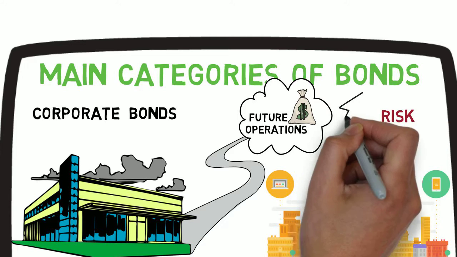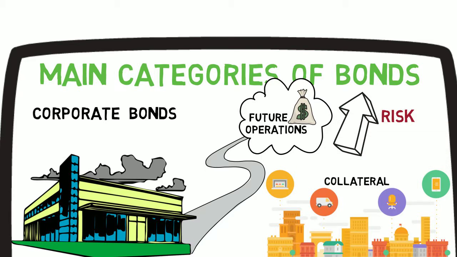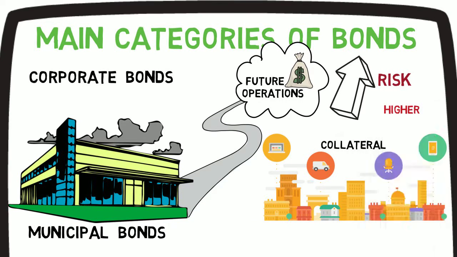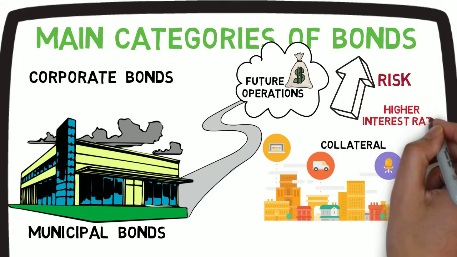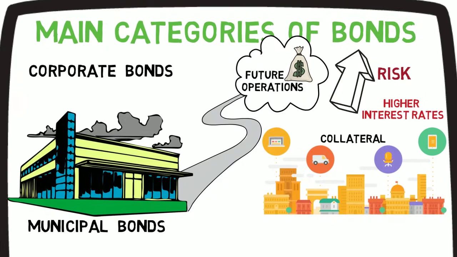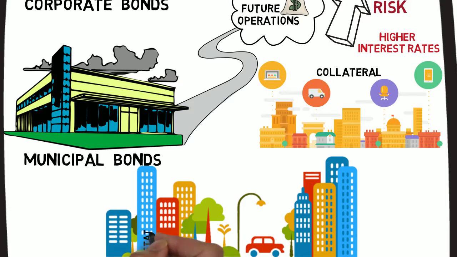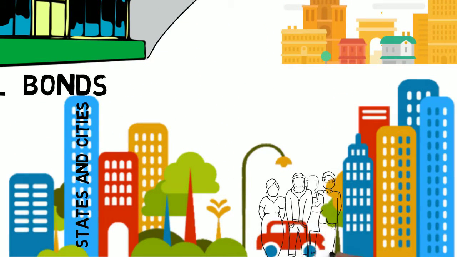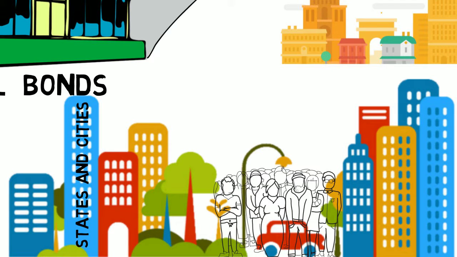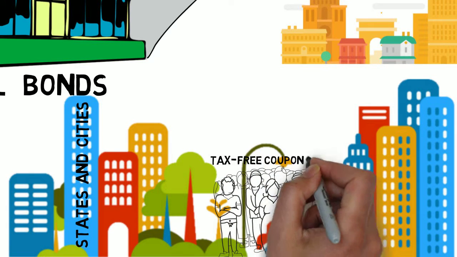Corporate bonds are considered higher risk than government bonds. As a result, interest rates are almost always higher, even for companies with top-rated credit quality. Municipal bonds are issued by states and cities, or civic bodies within states and cities. These bonds offer tax-free coupon income for investors.